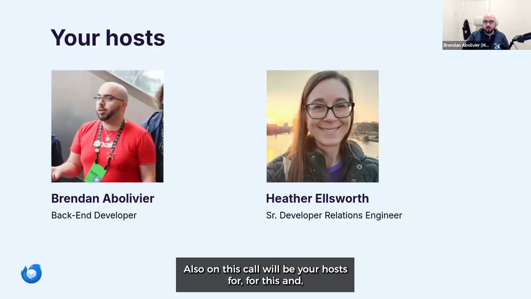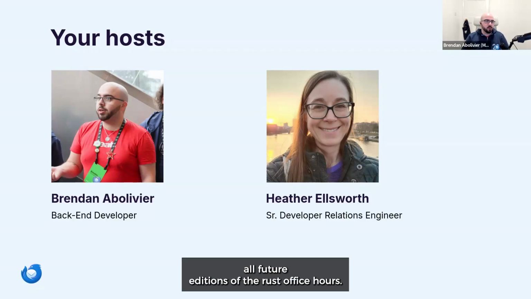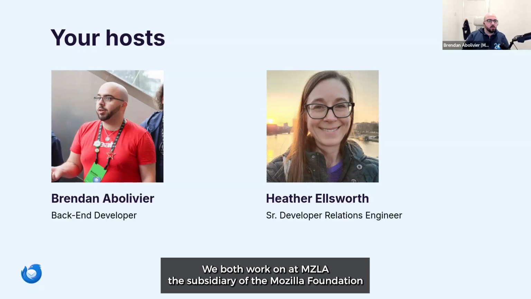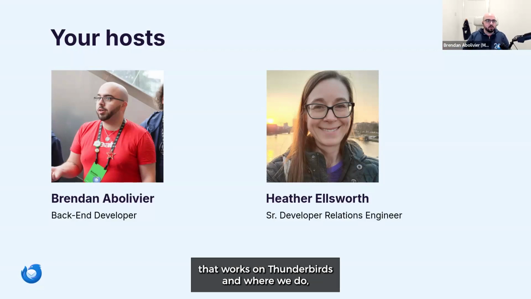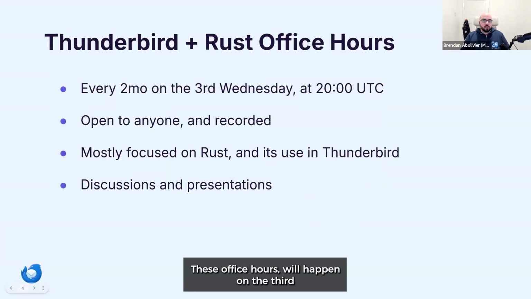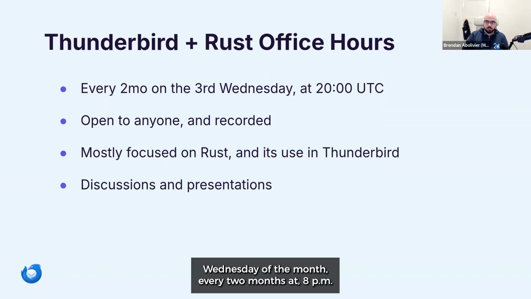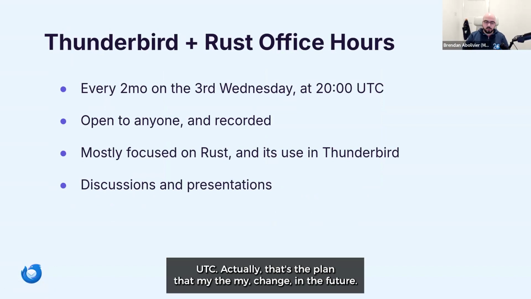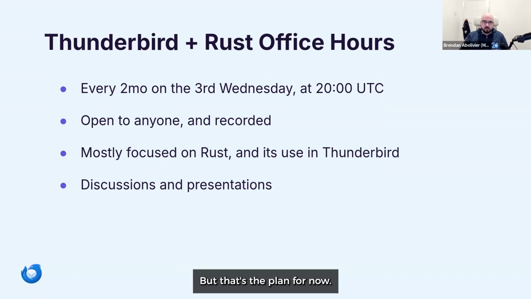I'm Brendan, and with Heather also on this call will be your hosts for this and all future editions of the Rust Office Hours. We both work at MZLA, the subsidiary of the Mozilla Foundation that works on Thunderbird, and where we do a fair amount of Rust in the projects we're involved in. These office hours will happen on the third Wednesday of the month every 2 months at 8 p.m. UTC. At least that's the plan for now, it might change in the future.